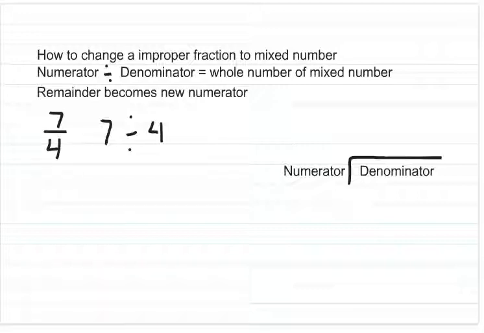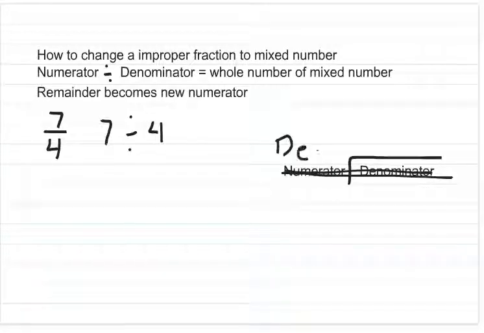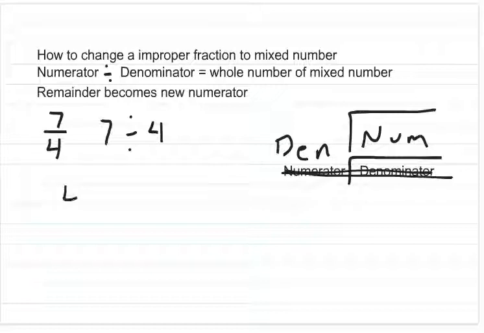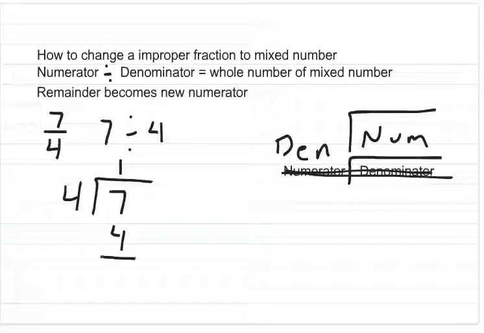Oh, I take that back. We got to flip-flop those. So cross that off. Should be denominator on the outside, numerator on the inside. So then what I have here is 4 on the outside, 7 on the inside. Okay, so how many times does 4 go into 7? 1 time. 1 times 4 is 4. I subtract and I get 3. So I get 1 with a remainder of 3.